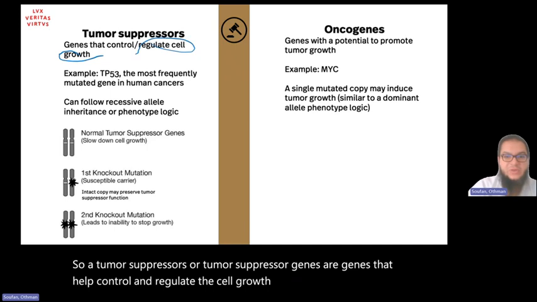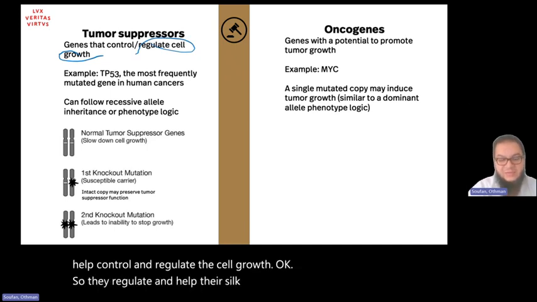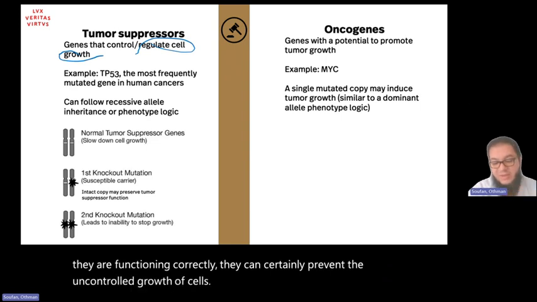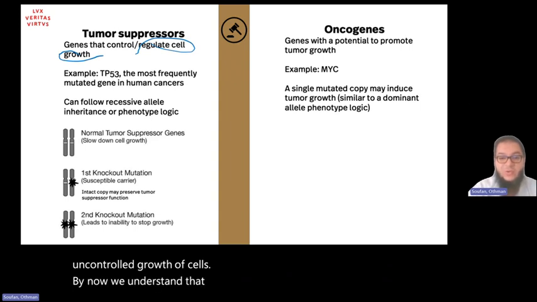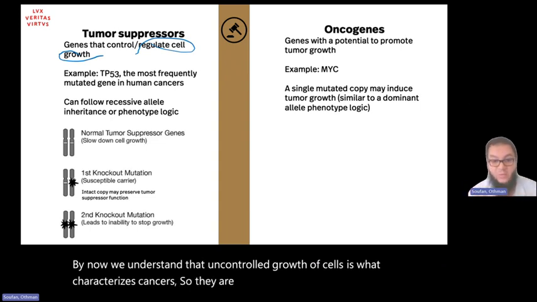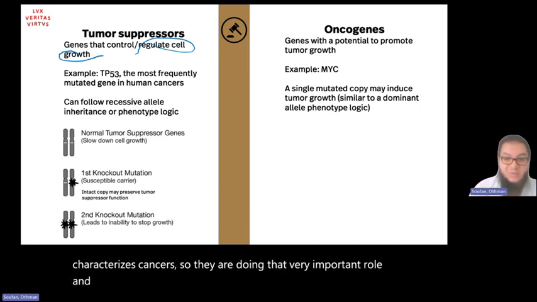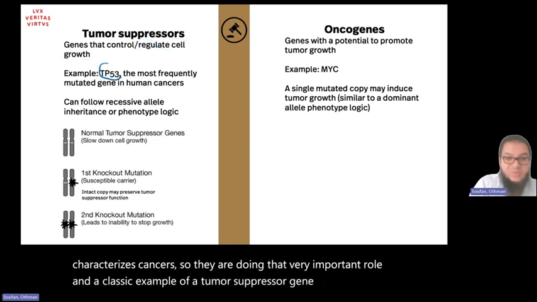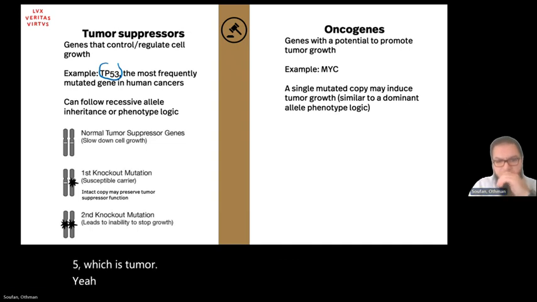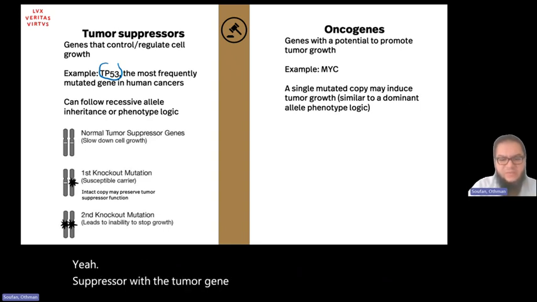They regulate and help cell growth and division. When they are functioning correctly, they can prevent the uncontrolled growth of cells. By now we understand that uncontrolled growth of cells is what characterizes cancer, so they are doing that very important role. And a classic example of a tumor suppressor gene is TP53.